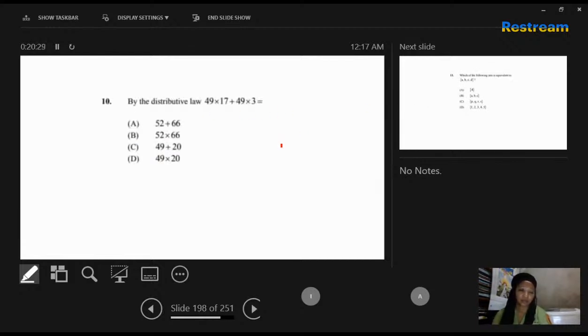Imani? Number 10. By the distributive law, 49 times 17 plus 49 times 3 equals what? So 17 plus 3 would be in the bracket and it would be 49 times, say that again, times 20. Yes, 49 times 20. Yes, miss.